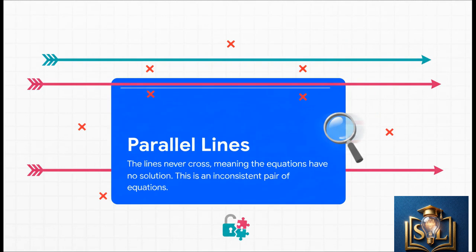But what if the lines are parallel? Like railroad tracks. They just run alongside each other forever, but they never, ever touch. Well, if they never touch, there's no point they have in common, which means there's no solution to our puzzle. We call this an inconsistent system, because the clues basically contradict each other.